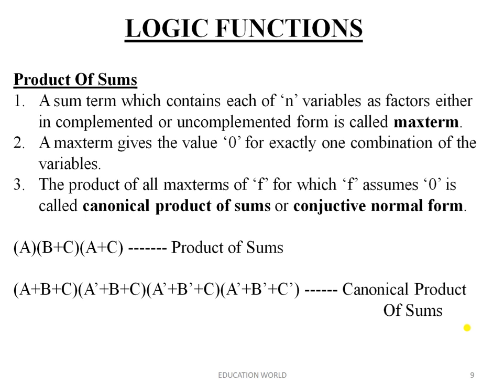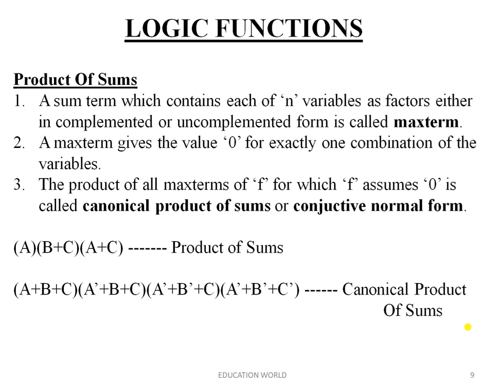Our second point is a max term gives the value 0 for exactly one combination of the variables. So it means that if any combination of the variables gives the value 0, then it is considered a max term. Our third point is the product of all max terms of f for which f assumes 0 is called canonical product of sum or conjunctive normal form, which means that if the function f gives the value 0, then it is considered a canonical product of sum or conjunctive normal form.